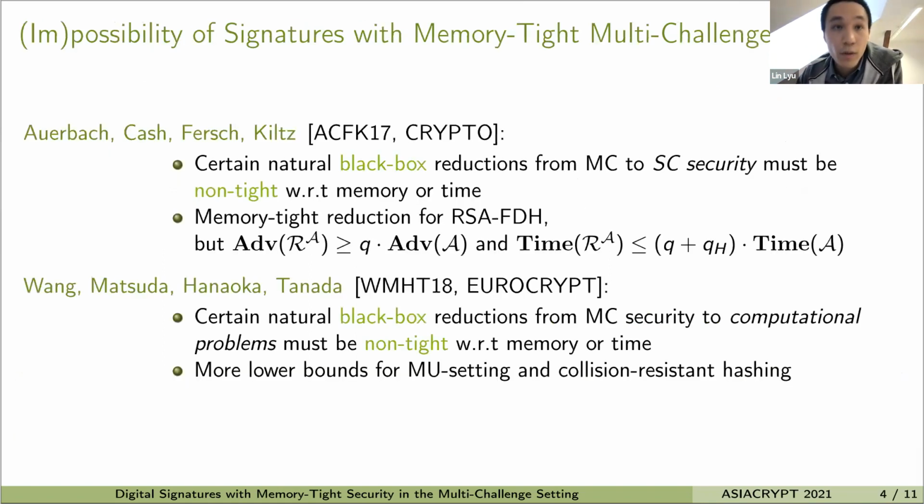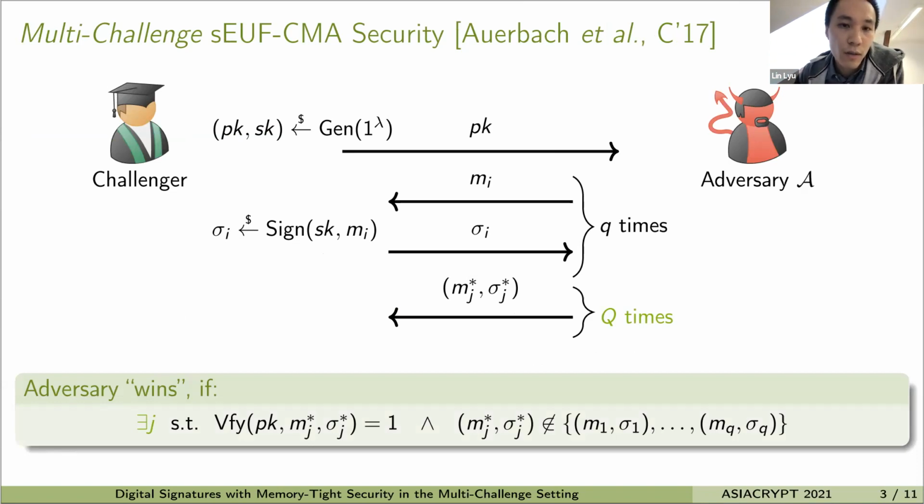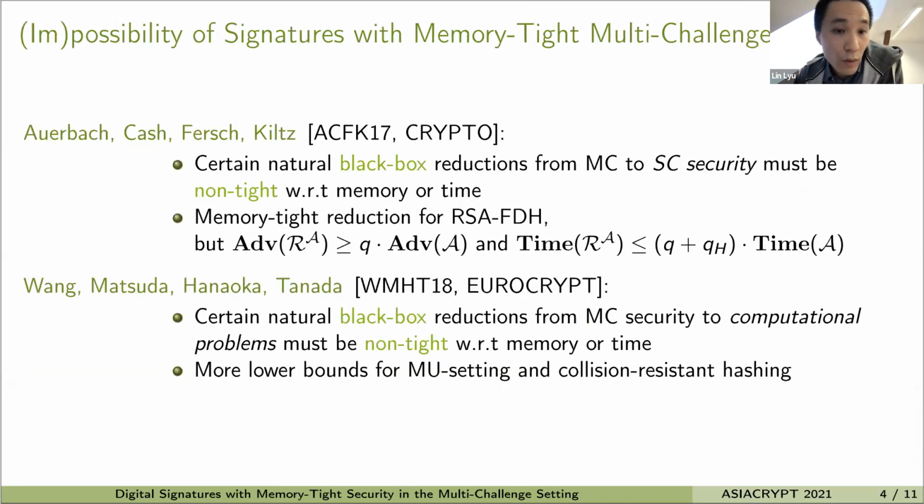And one interesting setting in this direction is the multi-challenge strong UF-CMA security, or the MS-UF-CMA security, of digital signature schemes. Different from classical single challenge security, the adversary could submit multiple forgery queries throughout the MS-UF-CMA game and wins if at least one of the forgeries is valid. Without considering memory, single challenge security tightly implies the multi-challenge security. However, Albert et al. and Huang et al. show some impossibility results for MS-UF-CMA security when memory is considered.